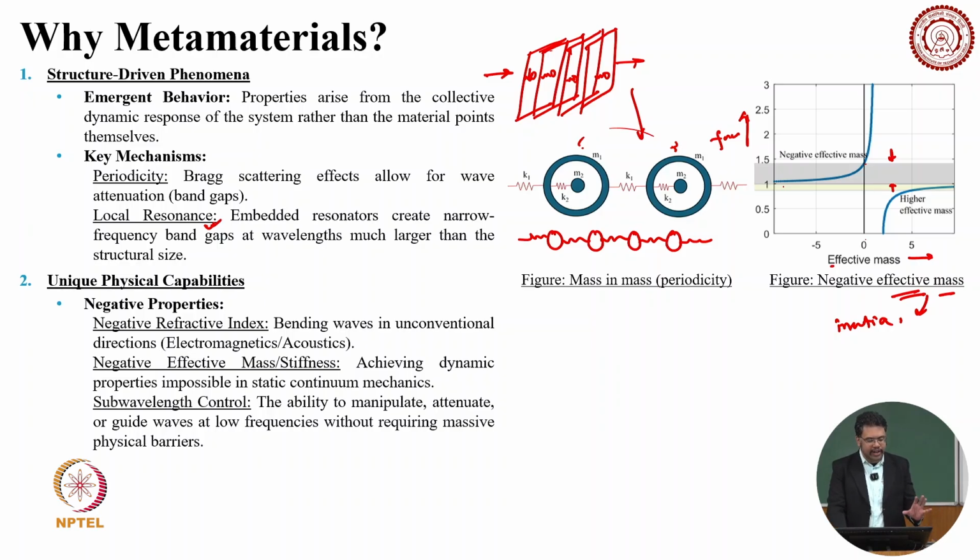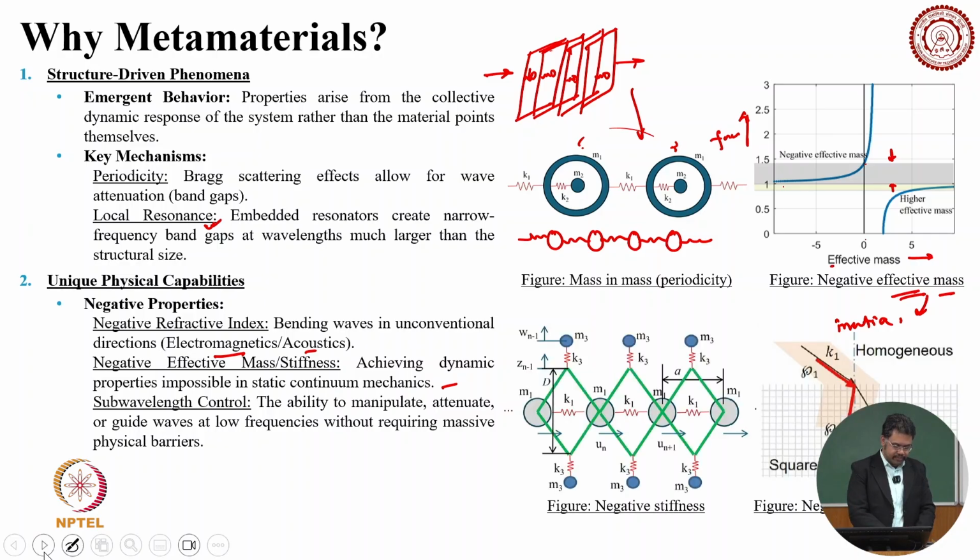Now negative refractive index is primarily a property of electromagnetic and acoustic waves. In mechanical vibration type waves, we cannot directly see that. Then negative effective mass and stiffness, achieving these dynamic properties, is impossible in static continuum mechanics. Then sub-wavelength control is the ability to manipulate and attenuate guided waves at low frequencies without requiring massive physical structure. That is our unique physical capability.